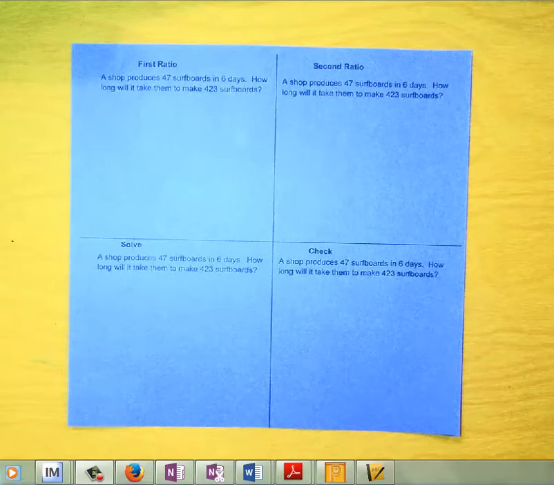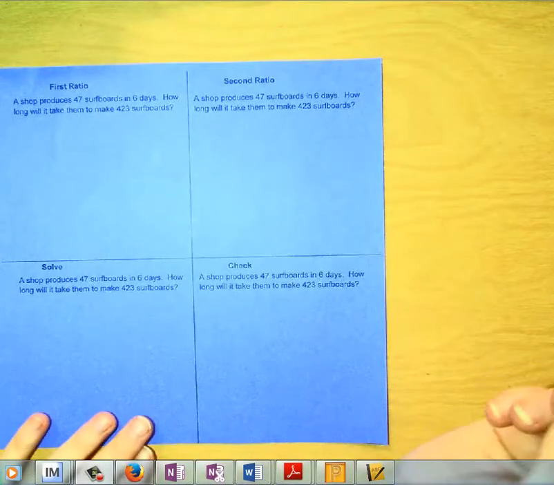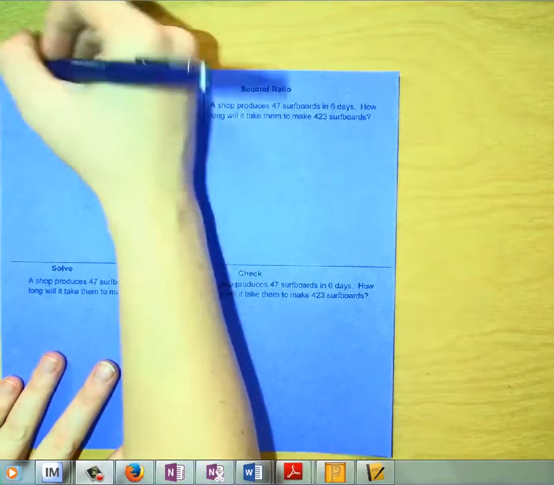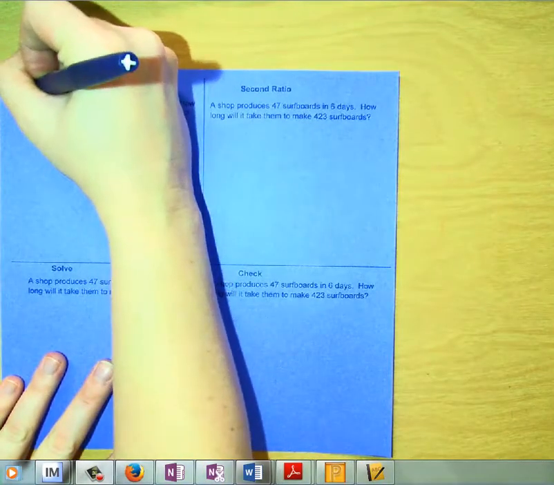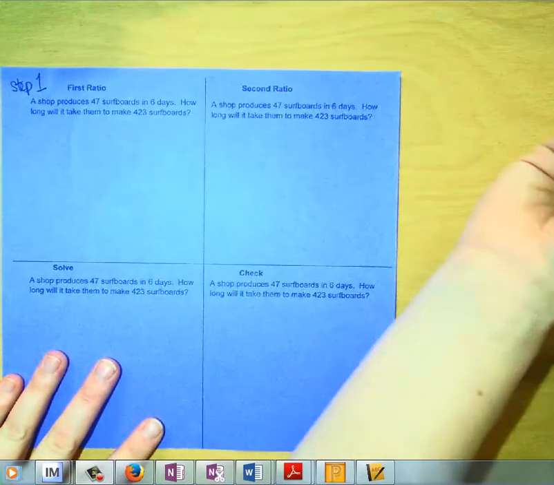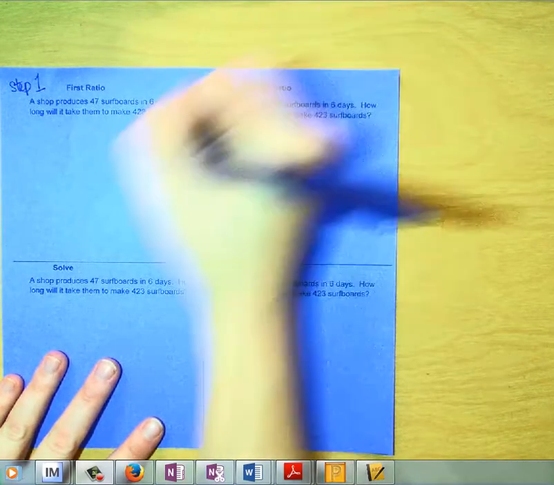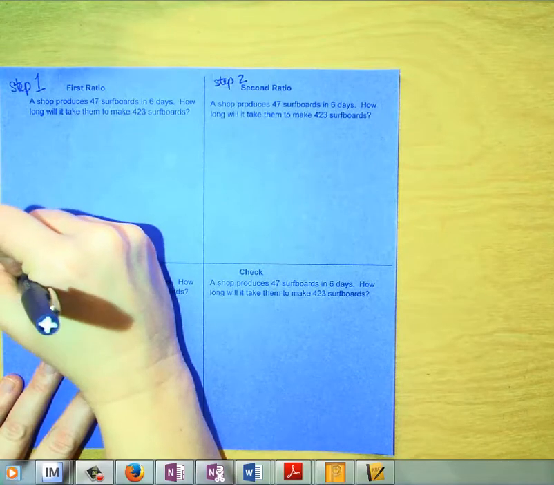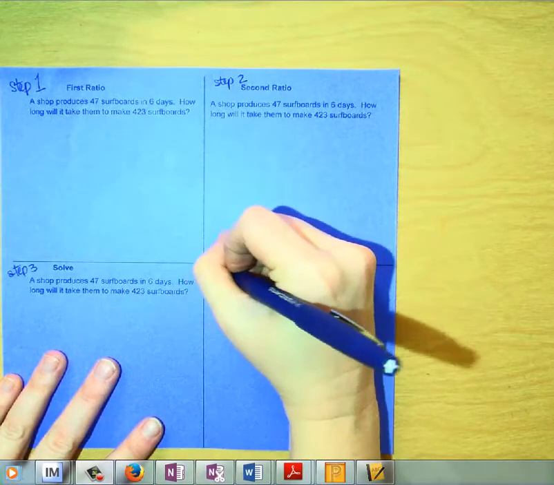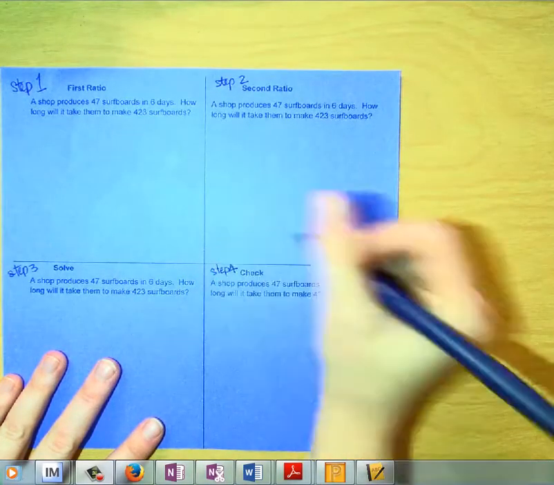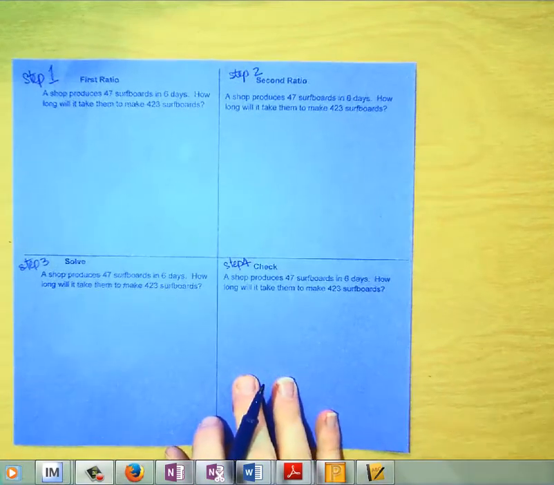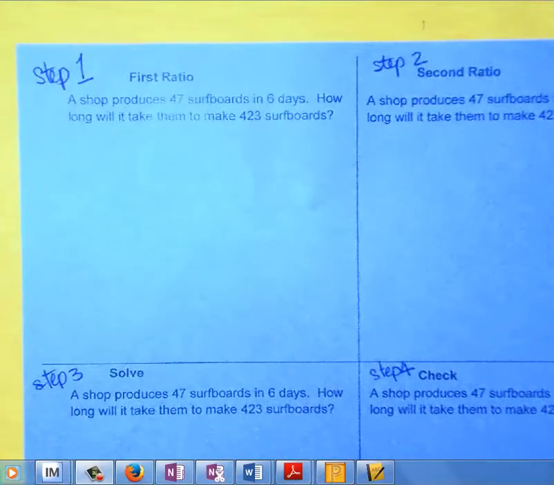So today we're going to learn about how to solve proportions. We've got our foldable that we're going to make. This is step 1. This is step 2. This is step 3. And this is step 4. I'm going to zoom in here for step 1.